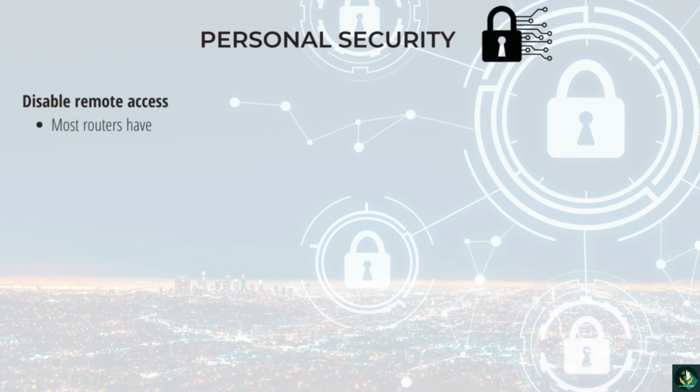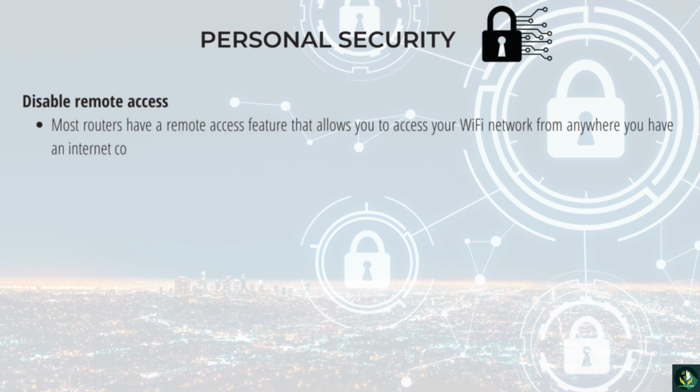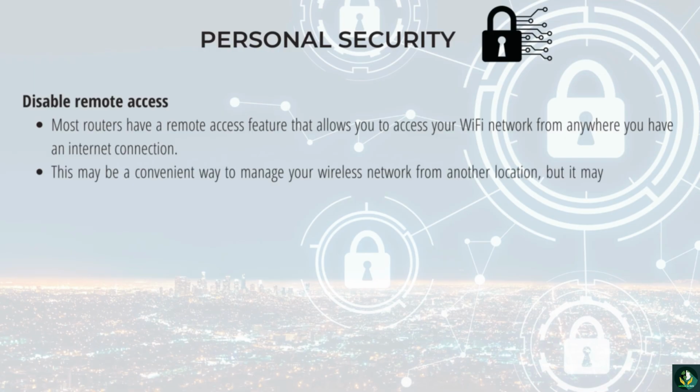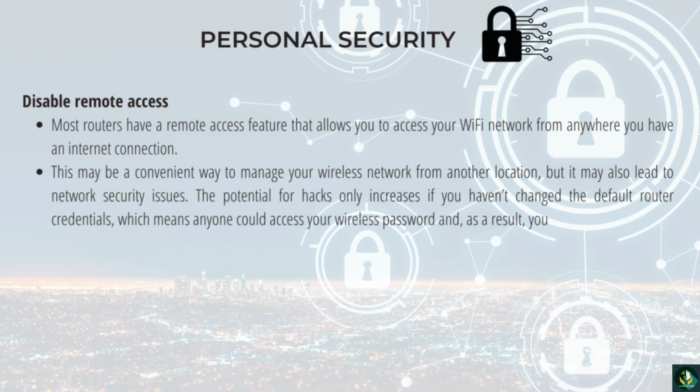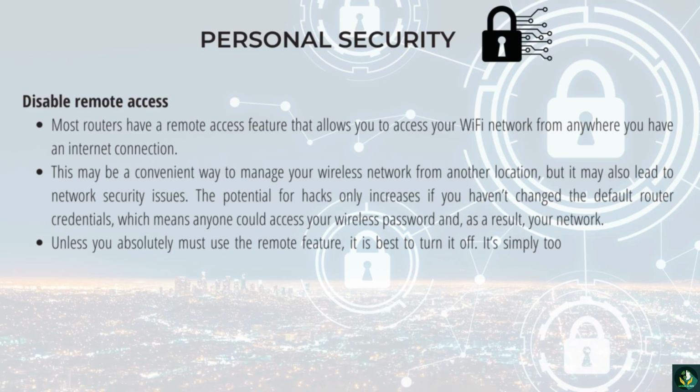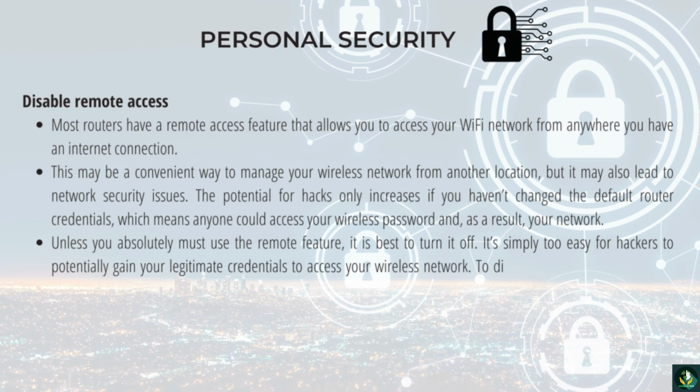9. Disable remote access. Most routers have a remote access feature that allows you to access your Wi-Fi network from anywhere you have an internet connection. This may be a convenient way to manage your wireless network from another location, but it may also lead to network security issues. The potential for hacks only increases if you haven't changed the default router credentials, which means that anyone could access your wireless password and, as a result, your network. Unless you absolutely must use the remote feature, it's best to turn it off. It's simply too easy for hackers to potentially gain your legitimate credentials to access your wireless network. To disable this feature, look for the remote access settings in your router's interface.